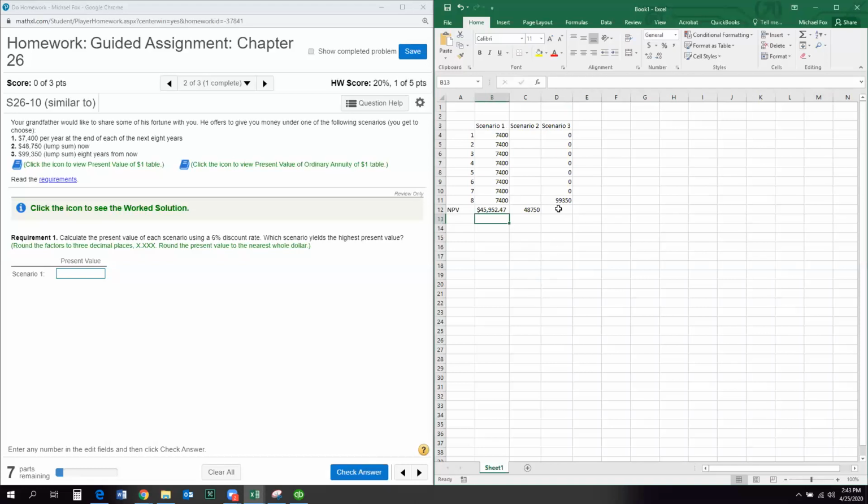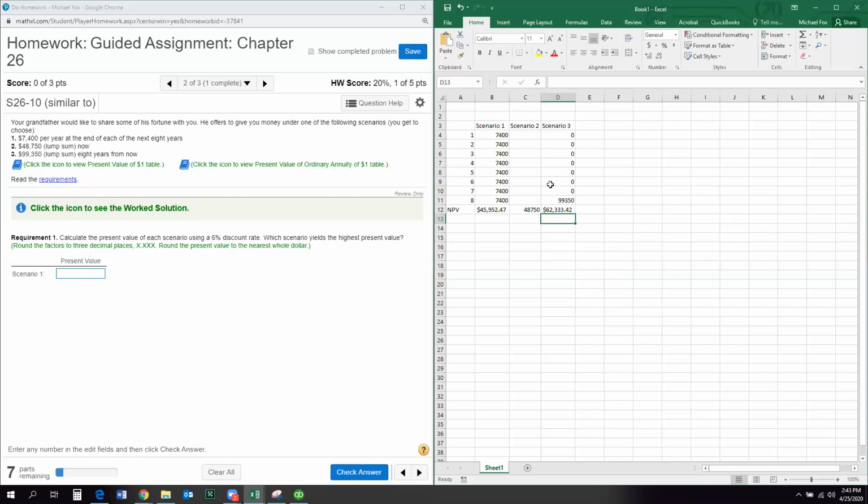You can do the same thing for scenario 3, equals NPV, 0.06 for the rate, and then the values. The idea is that even though we have a bunch of money in the future, $99,000, it may not be as good as having some money right now. But in this case, we can see that the present value of getting $99,350 in the future is still way better than getting $7,400 a year or getting the $48,750 now.